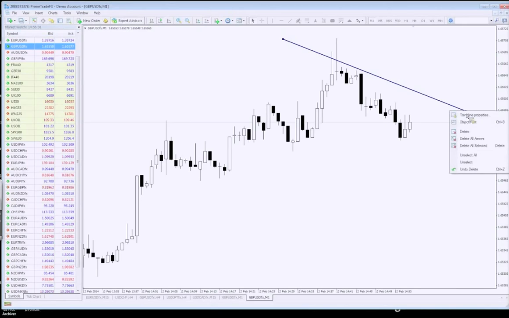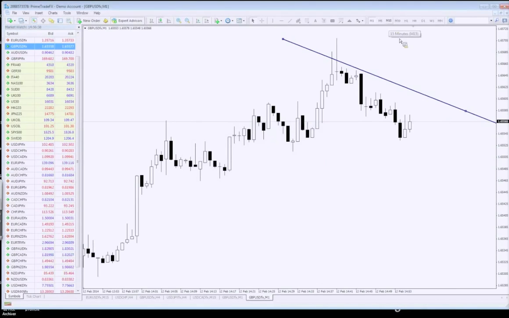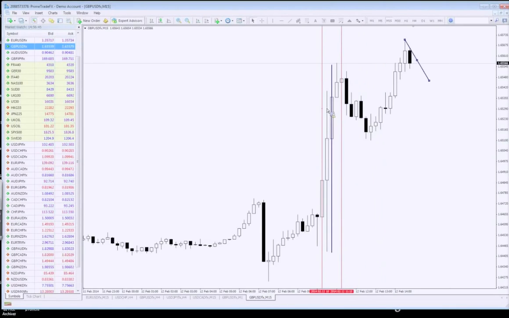If I forget what it is, I just right click and go to Trendline Properties. Oh yeah, bull flag pullback 15-minute. Then I can go back to the 15-minute and see why I drew that line originally. You see, so you're never in the dark. You never want to be in the dark when you're trading. You always want to know where you are.